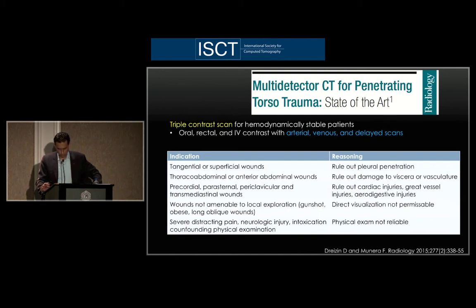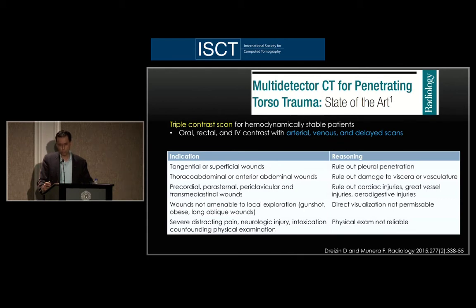But for this talk, we're concentrating on the thorax. Basically, if you have tangential or superficial wounds for pleural or peritoneal penetration, CT is demanded. For thoracoabdominal or anteroabdominal wounds, to rule out damage to the viscera or the major vasculature. Precordial, parasternal, periclavicular, and transmediastinal wounds. Definitely you have to rule out cardiac injuries that we'll talk about, great vessel injuries and aerodigestive injuries being critically important.